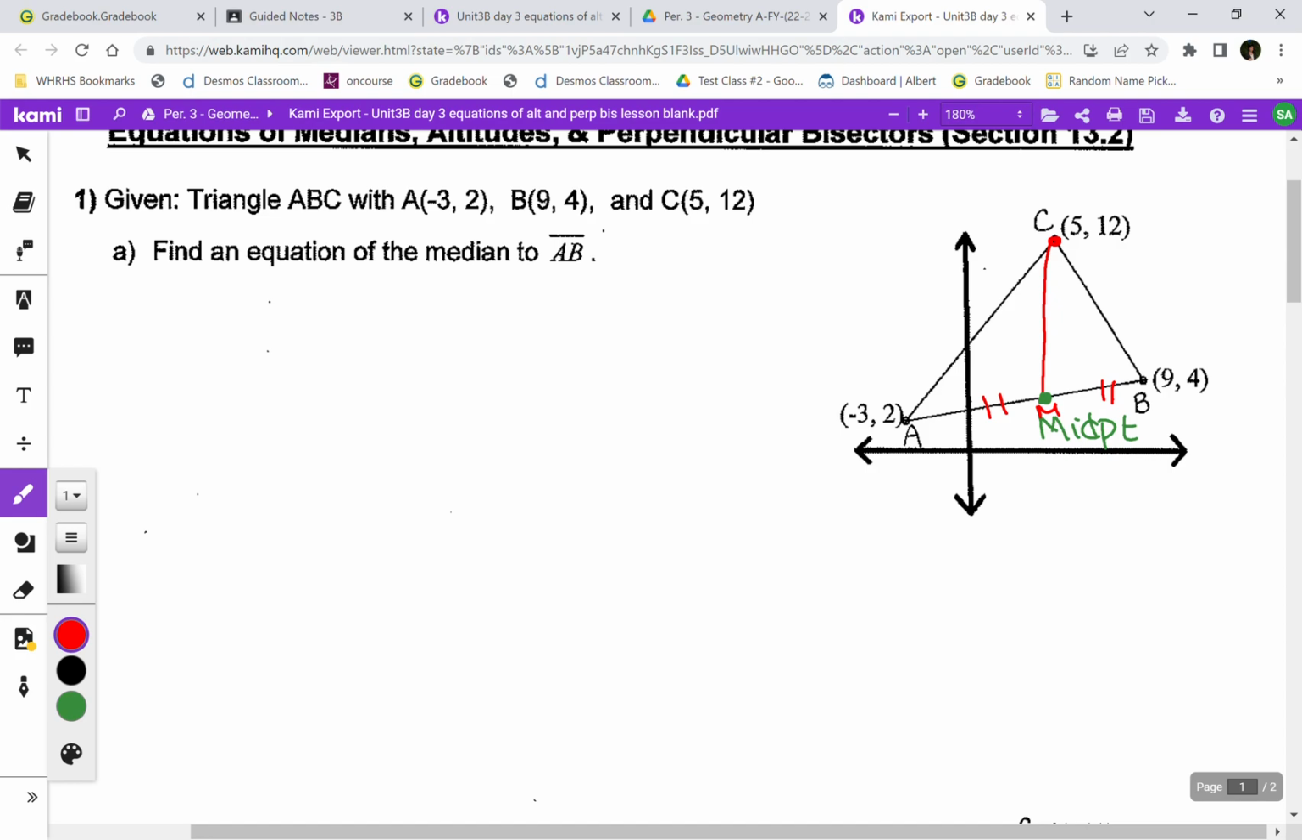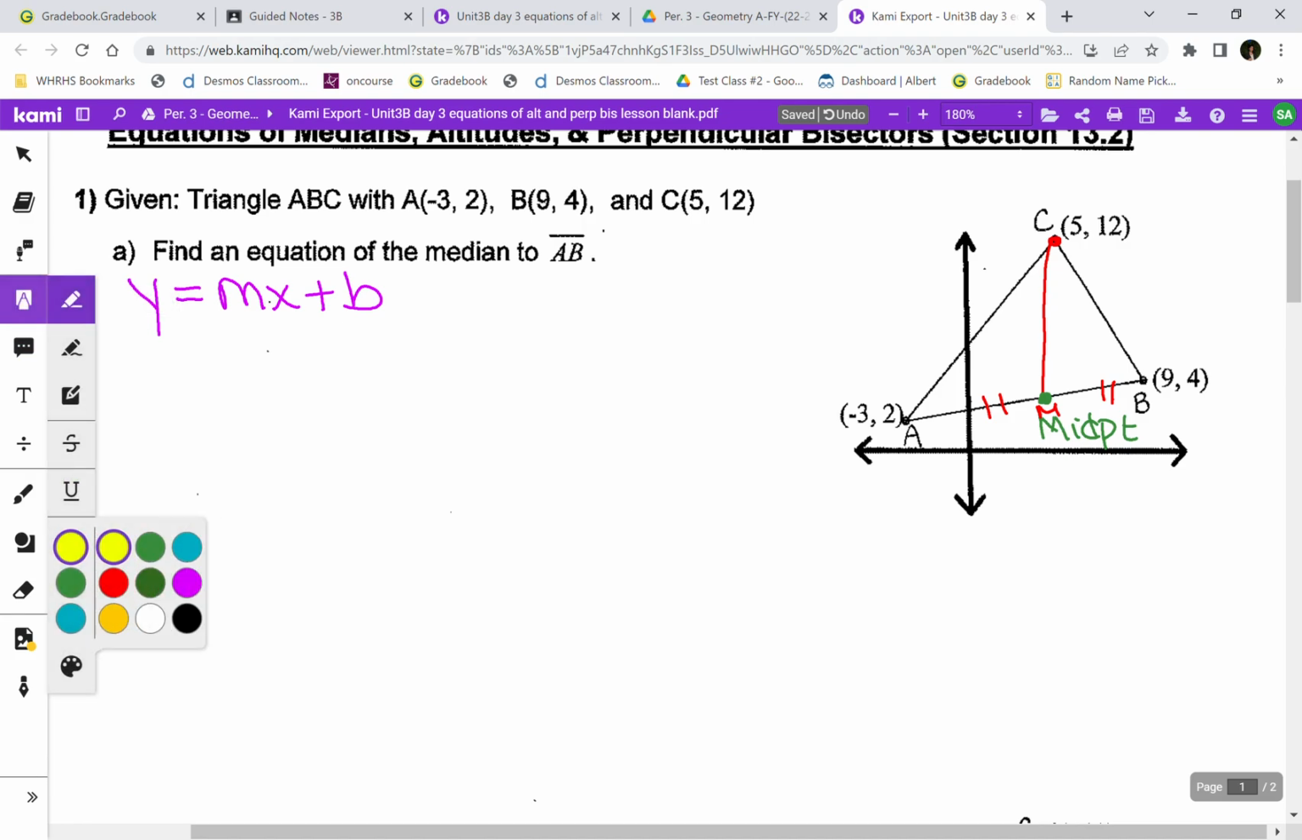So when I say find the equation of the median, segment CM, do we agree I need the format of y equals mx plus b? That's how my equation should look? Yeah. Now, in order for my equation to work out, I need a value for m and I need a value for b. All right, I have the coordinates for C. Do I have the coordinates for M?